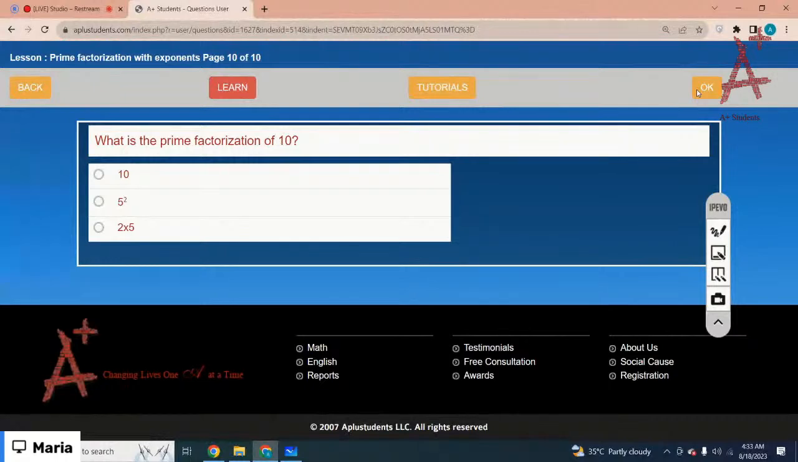What is the prime factorization of 10? It would be 2 times 5. The correct option is 2 times 5.